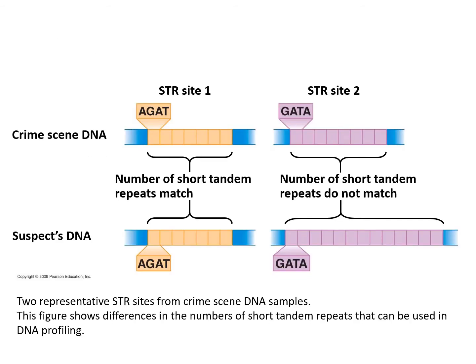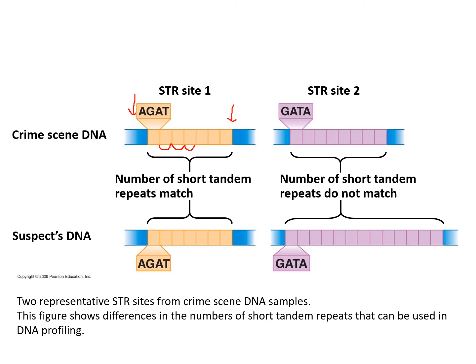So this is another example of it here. You see this, here's one site, it's AGAT. So each one of these yellow boxes here is AGAT, AGAT, AGAT, AGAT, you get the idea. So the restriction enzymes will look for this sequence and cut it at these areas after the AGAT stops. It will cut it. And this is called a short tandem repeat.